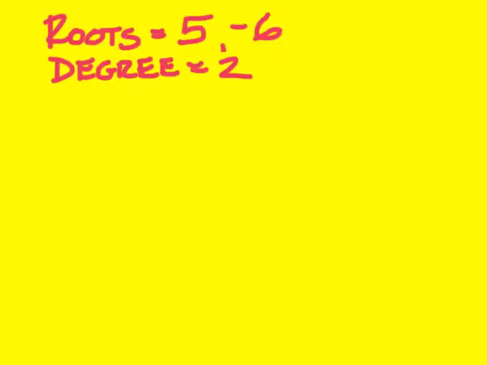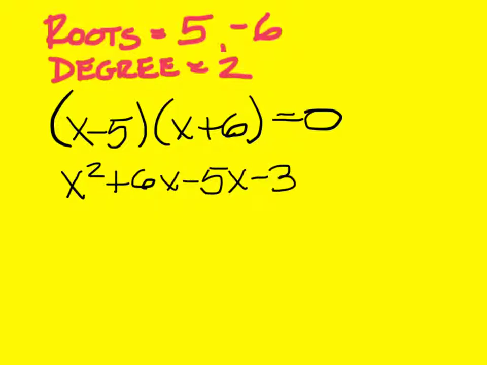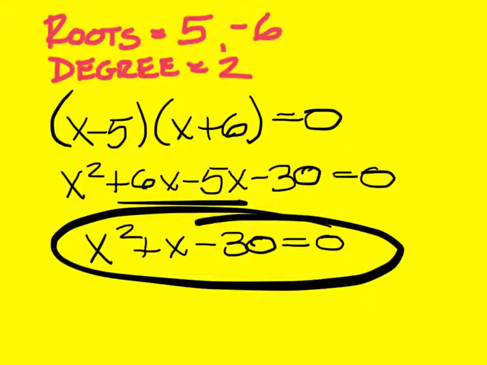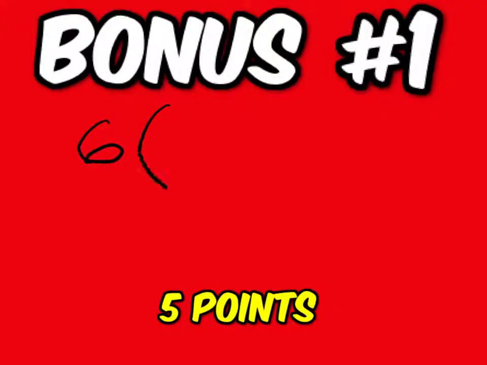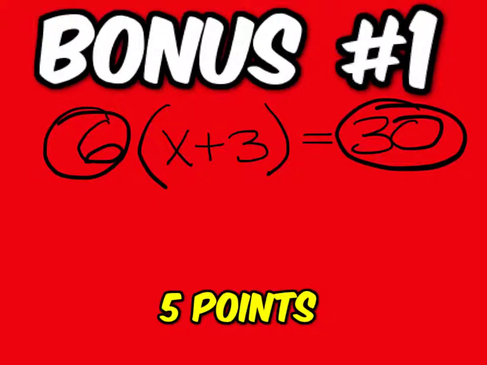On the practice, you have to start with x minus 5 and then x plus 6. Multiply it out. X squared plus 6x minus 5x, or minus 30, equals 0. And simplify the middle to get x squared plus x minus 30 equals 0. What number do I multiply 6 by to get 30? 5. So that means x plus 3 must be equal to 5. So the answer is 2.